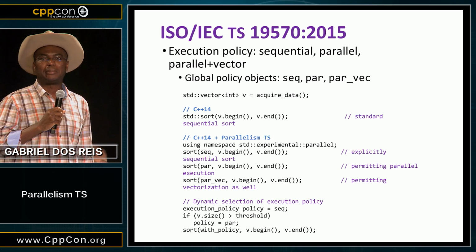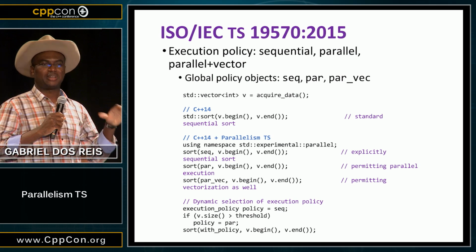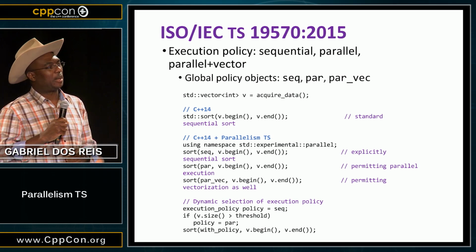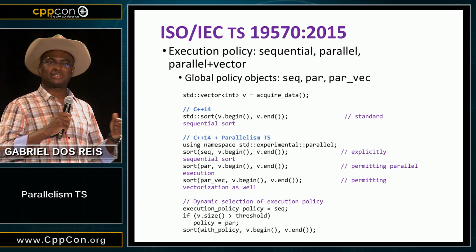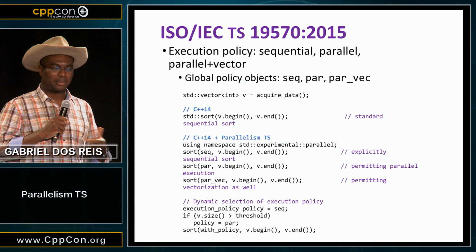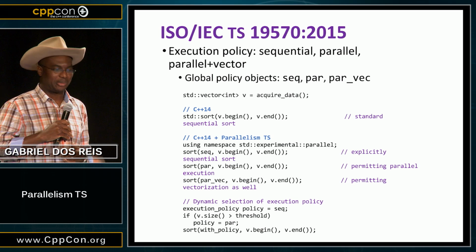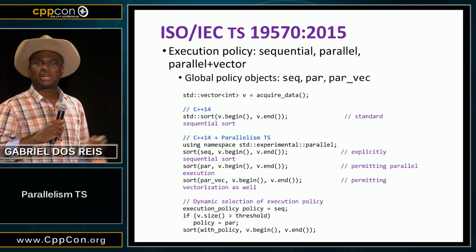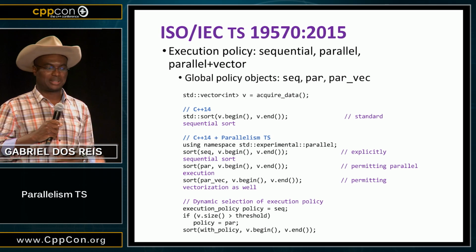So what is new? The Parallel TS focuses mostly on tasks. You get an execution policy, a runtime object that allows you to select whether you want sequential execution, parallel execution, or vectorization of some of the standard algorithms. So you have global objects: seq, par for parallelism, and par_vec for vectorization.